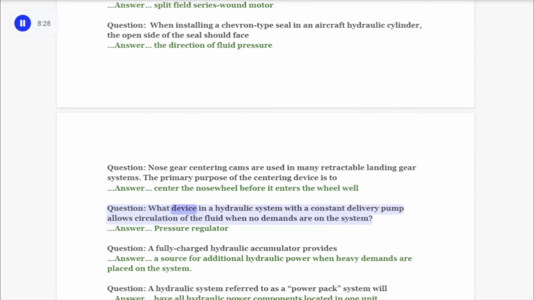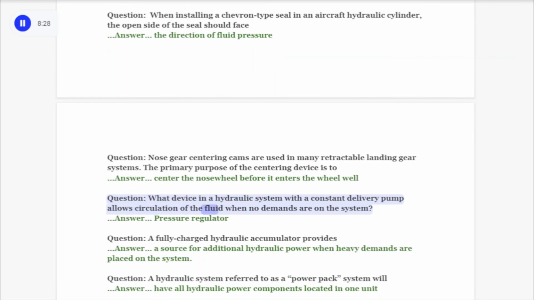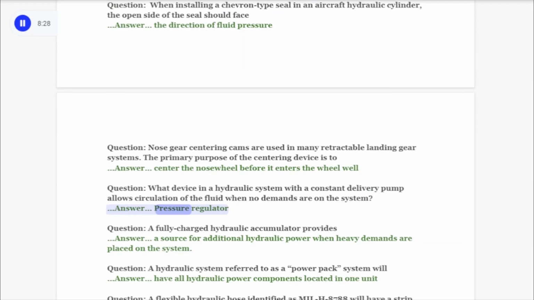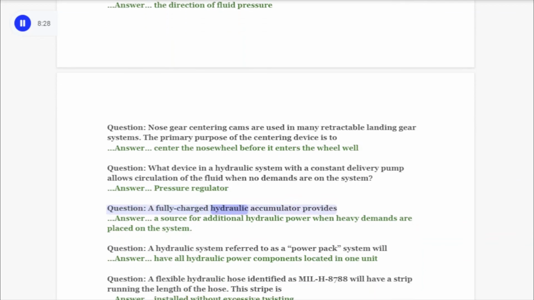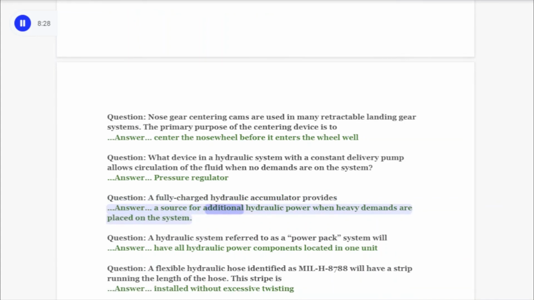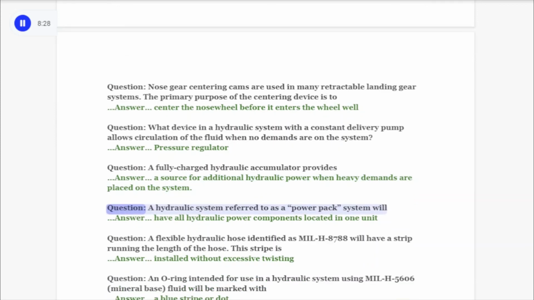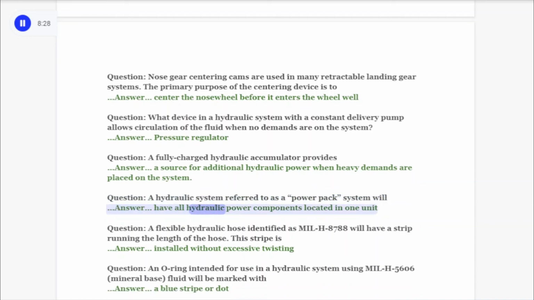Question: what device in a hydraulic system with a constant delivery pump allows circulation of the fluid when no demands are on the system? Answer: pressure regulator. Question: a fully charged hydraulic accumulator provides: answer: a source for additional hydraulic power when heavy demands are placed on the system. Question: a hydraulic system referred to as a power pack system will: answer: have all hydraulic power components located in one unit.